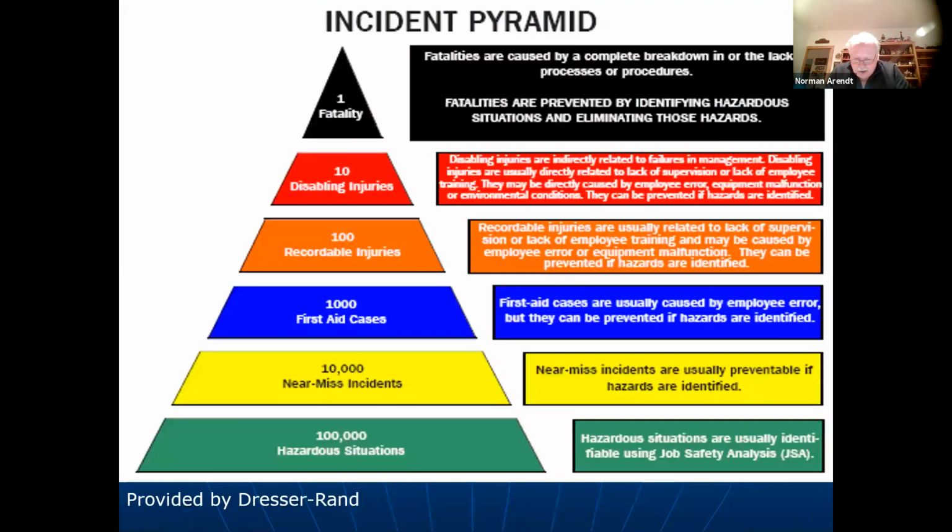This is what we call the incident pyramid. And if you start at the bottom, you can see that every 100,000 hazardous situations lead to 10,000 near-miss incidents, which then lead to 1,000 first aid cases, which lead to 100 recordable injuries. That leads to 10 disabling injuries, which leads to 1 fatality. This pyramid pretty much works for all fatalities. You can track it back, and you can find out how many incidents were occurring that were indicators that something fatal was going to happen eventually.